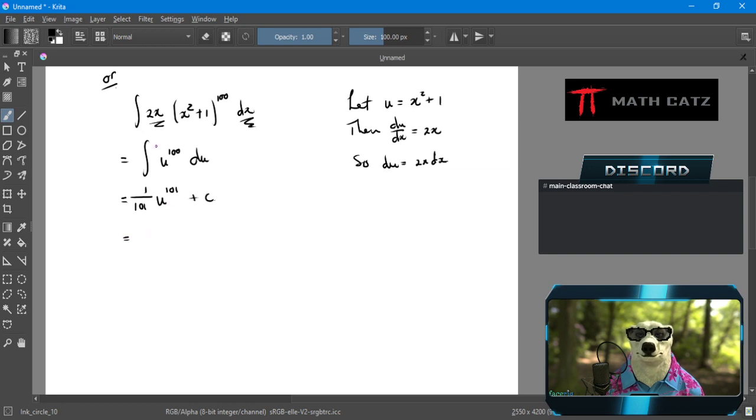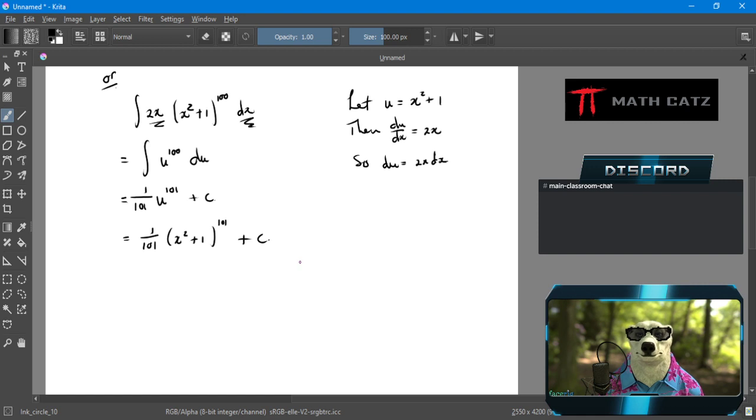Then my original variable was x. I need to go back to that. This was my choice. Instead of guessing and checking, a more reliable, systematic, confidence building choice. But it was still my choice. I need to present my answer in the original variable. So I need to go back and say it's 1 over 101, u is x squared plus 1, to the 101 plus c. I just replace it back. I don't change or simplify anything.